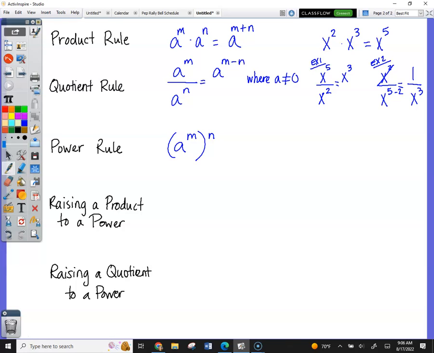If you have a base and a power raised to a power, you simplify this, you're going to love it, by multiplying the powers. You write it as one singular base, and you multiply the powers. Very easy way to remember this.